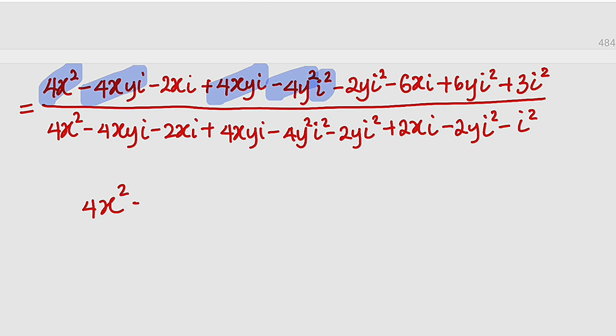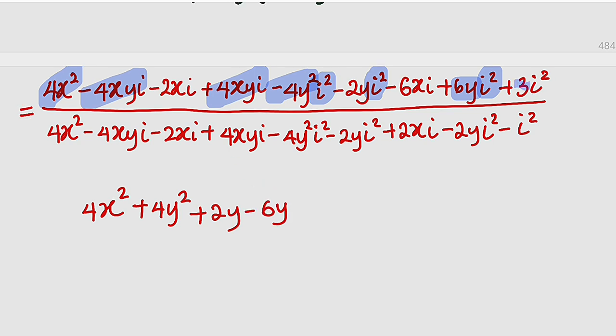So let me write it. Positive 4y squared. This is another i squared, which is negative 1 times negative 2. That will give us positive 2y. We have another i squared here, which is negative 1 times 6y. That is negative 6y. We have an i squared here, and this i squared will give us negative 1, and negative 1 times 3 is negative 3. So we have negative 3 right here.